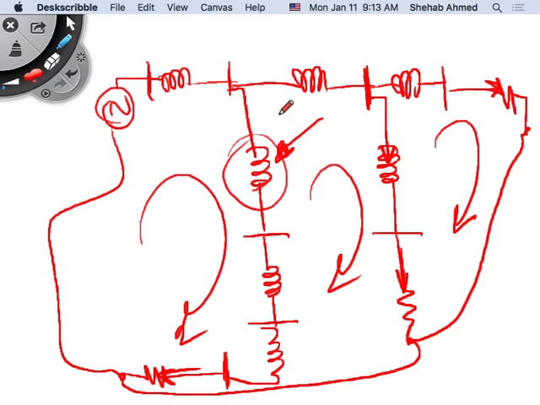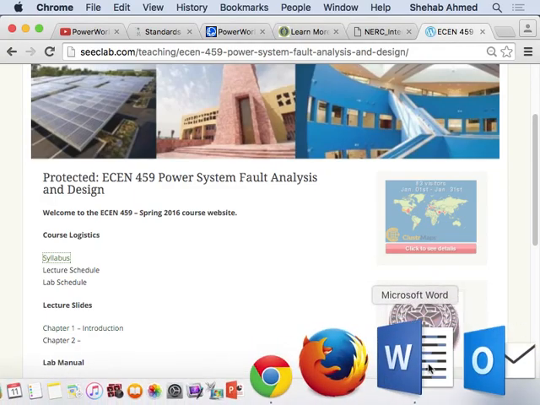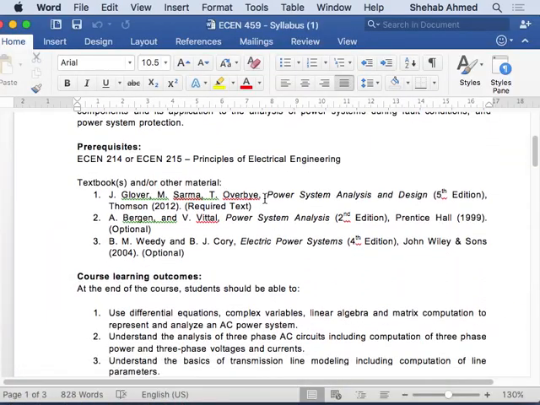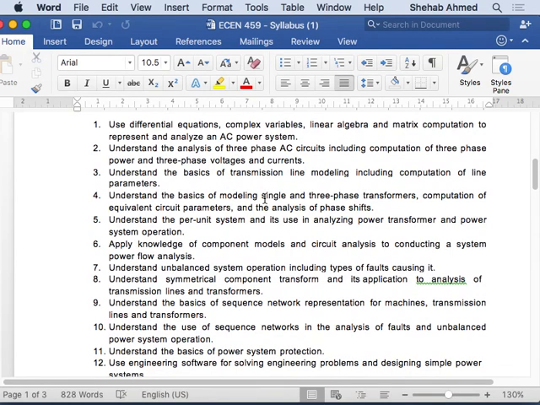So I didn't even go through the syllabus, but I think you can go through the syllabus. So this is the textbook you have. So I summarized everything so I have 2 more minutes. So I'll go through the syllabus quickly.